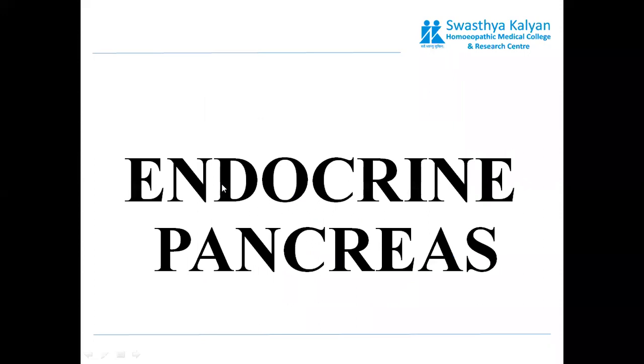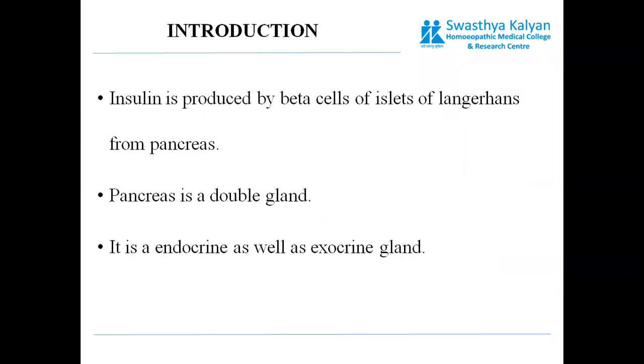So we all know that insulin is produced by the beta cells of the islets of Langerhans from pancreas. And the topics will be: number 1, how insulin is synthesized, that is synthesis of insulin. Then second, after synthesis, how insulin is stored in the beta cells of pancreas, storage of insulin. Then release or secretion of insulin from beta cells of pancreas, and then what are the factors which regulate the release of insulin from beta cells of pancreas.